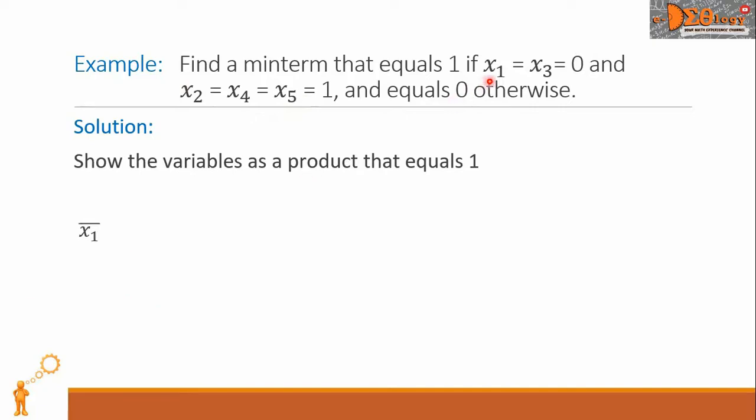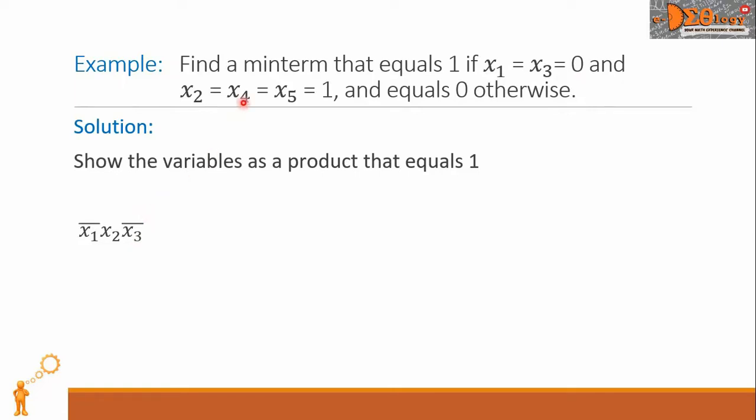For our x sub 1, we will write here the complement of x sub 1, since our x sub 1 here is 0, so the complement is 1. So for x sub 1, we write its complement, followed by x sub 2. X sub 2 here is equal to 1, so we will just copy this as is. Then x sub 3. Note also that x sub 3 equals 0, so we will take the complement of x sub 3. So we write here x sub 3 bar.